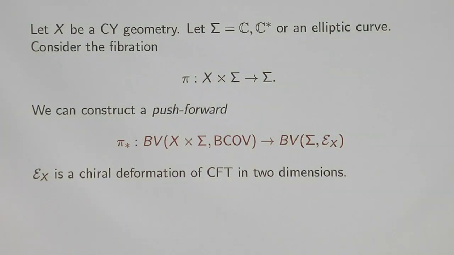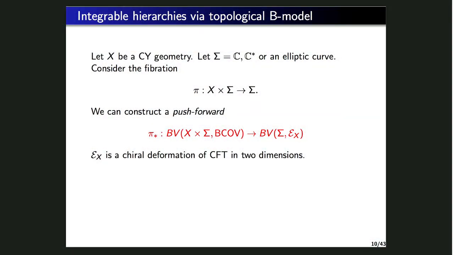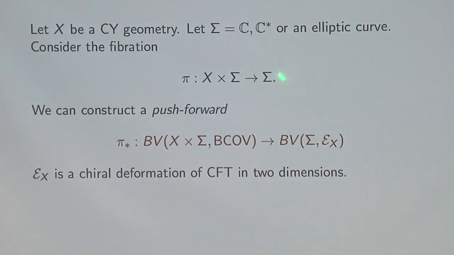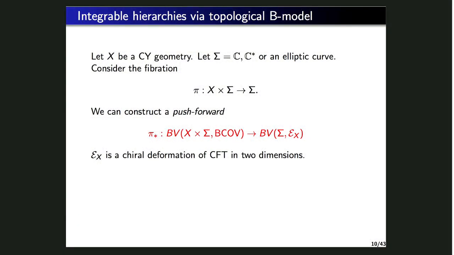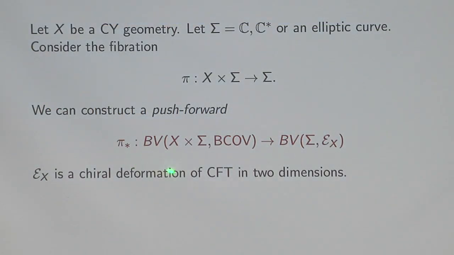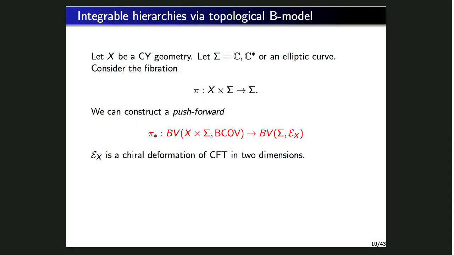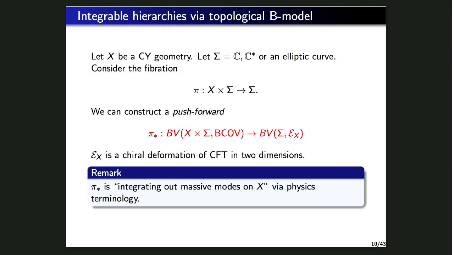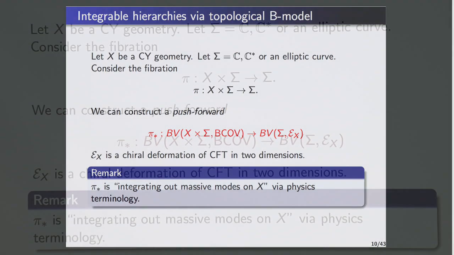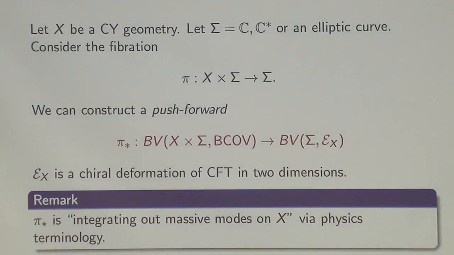You can do some other stuff, and you can construct a push-forward functor, actually in the category of so-called BV quantization, roughly speaking. You get some kind of a quantum field theory in 2 dimensions, living on this one-dimensional Calabi-Yau. And it turns out that this particular theory is a chiral deformation of conformal field theory in 2 dimensions. I will describe more about this chiral deformation later on. Actually, this is going to be the main part of the talk, the main motivation. Then this functor, or push-forward, in physics, is called integrating out massive modes on X, or compactifying over X to get an effective theory in 2 dimensions. That's the physical notion of this push-forward functor.